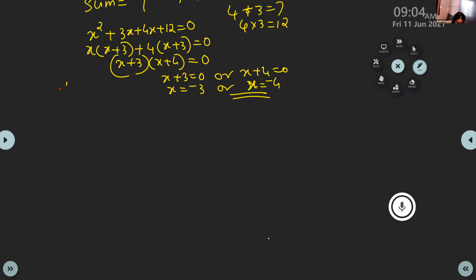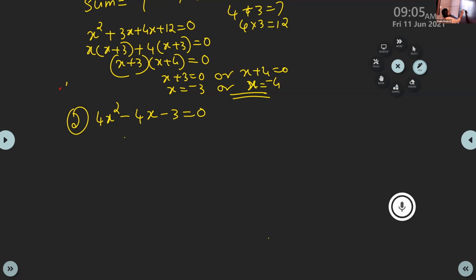I will show you. The next question, 4x square minus 4x minus 3. This also you do using splitting the middle term. Of the next questions, 2 questions using splitting the middle term, 2 questions using the quadratic formula. Here, how can we split the middle term?